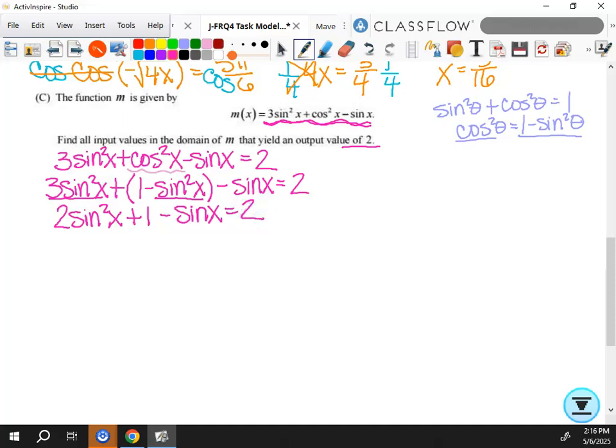So yes, this has trig in it, but yes, it is also a quadratic. Everybody agree with that? So I'm going to set it equal to 0 and rearrange things in the right order. So this gives me 2 sine squared x minus sine x. Then I have this positive 1. When I subtract the 2, that'll give me minus 1 equals 0. Okay. Now, do you see how it's just like a quadratic, but instead of x, we have sine of x? That is the only difference.